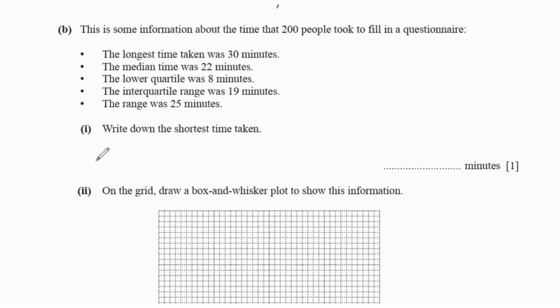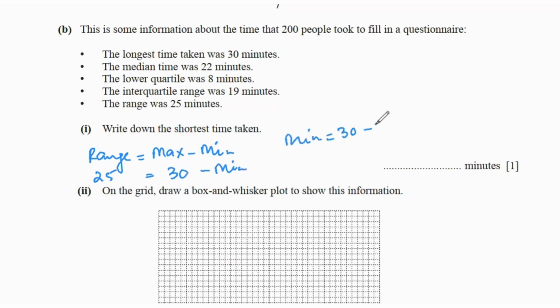So if you remember, range is your max minus minimum. Range is 25. Max is 30. Minimum is what we need to find. So minimum would be 30 minus 25, which is 5. So 5 minutes is the shortest time taken. Then it's asking, on the grid, draw a box and whisker plot to show this information.